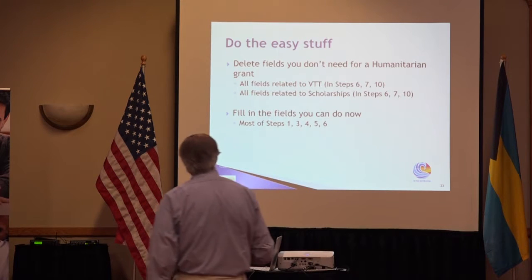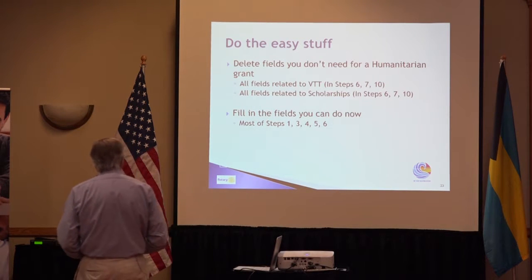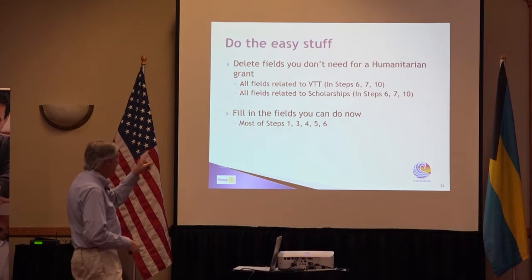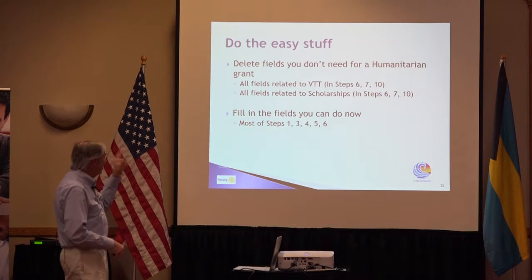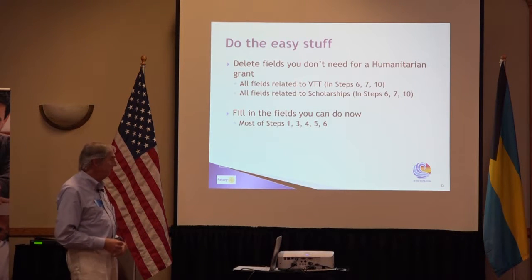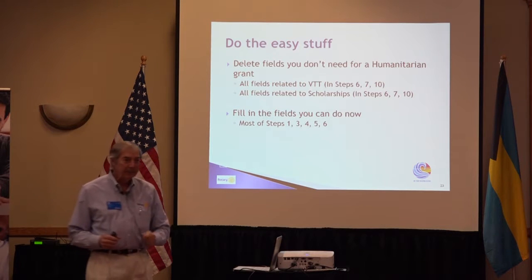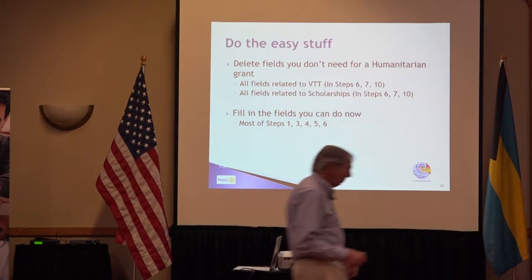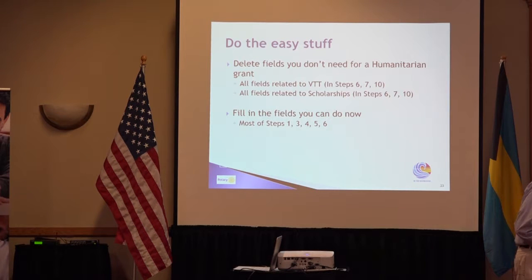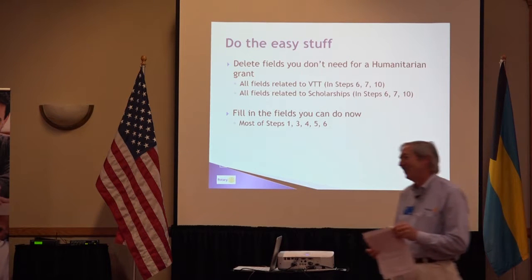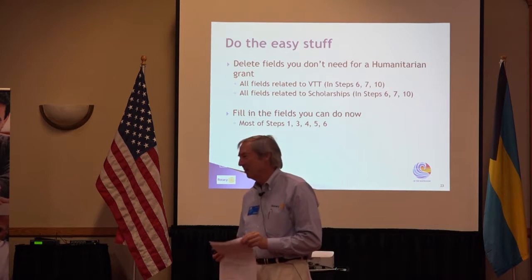So if you're going to do a humanitarian grant, which is most likely, you go through and you eliminate all the fields in steps 6, 7, and 10 related to VTT and all the fields related to scholarships. So go ahead, open it up and find section 6. By the way, if you put it out there electronically, nobody will look at it. Well, sometimes, maybe not in your district.